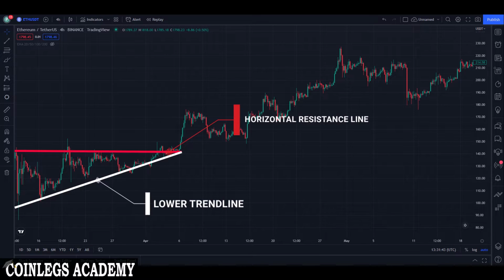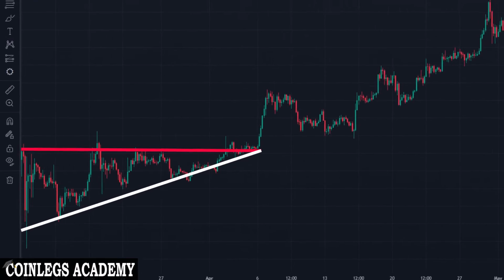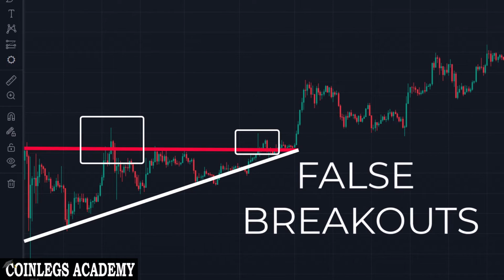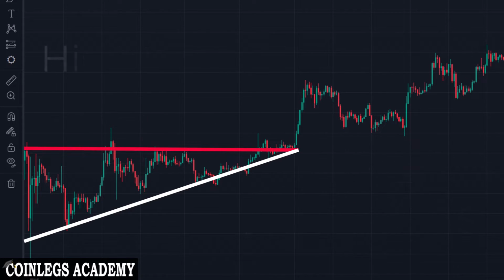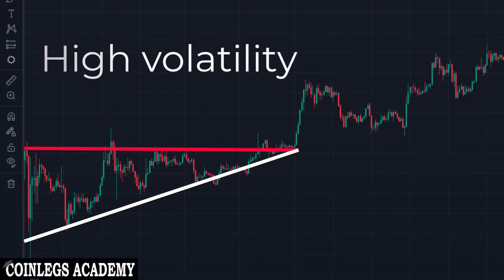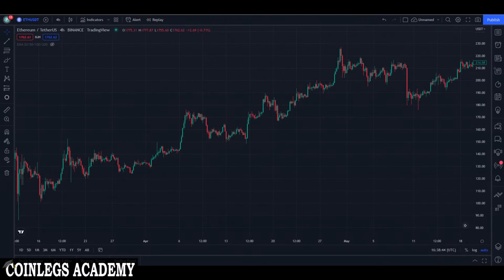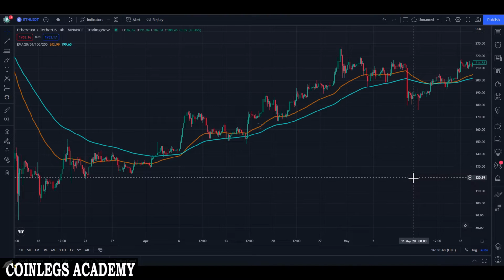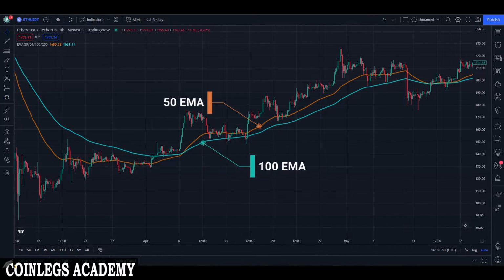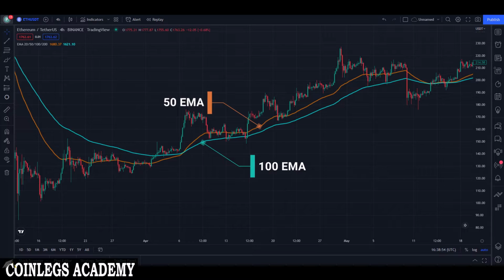As a trader, we need to be careful about false breakouts. The breakout should be continuous with high volatility candles, like the ones here. To avoid such false signals, you can use EMAs as support. In this example, I will use the 50 EMA and 100 EMA to determine my breakout and entry point.